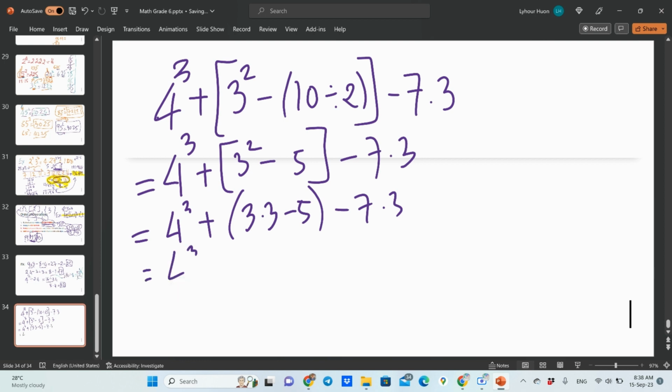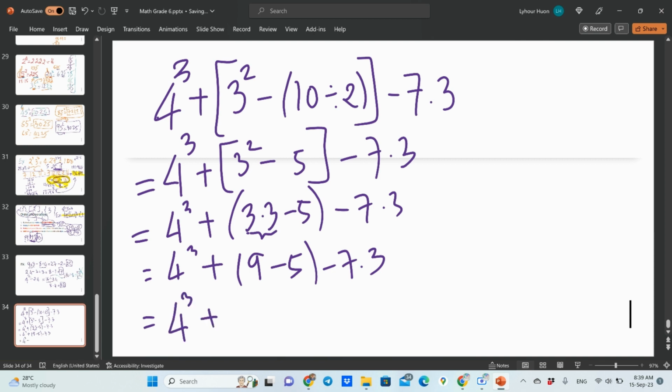Now 4 cubed, plus 3 times 3 is 9. No, I was talking about 4 to the power of 3, my bad. 3 times 3 is 9, 9 minus 5, and then minus 7 times 3 cubed, put it there. Now we want to do the parentheses first.